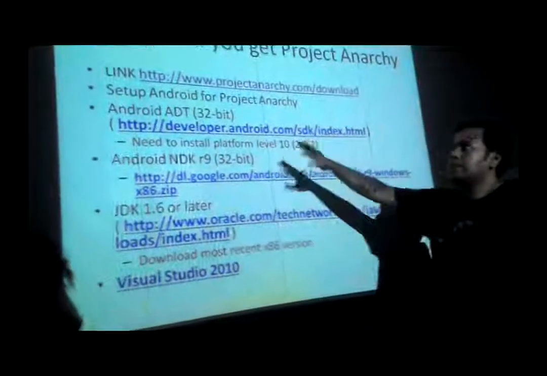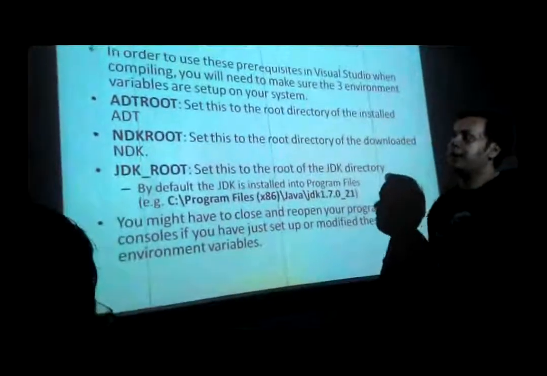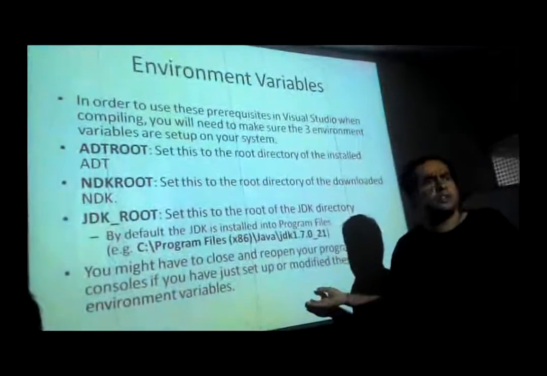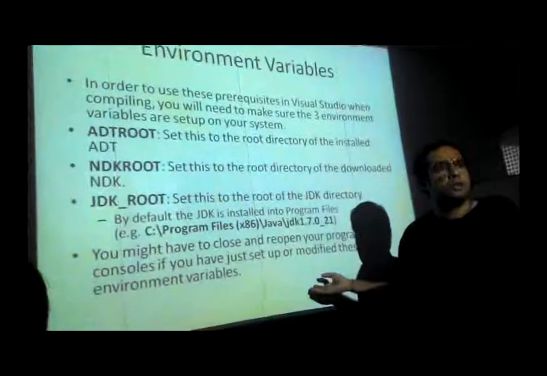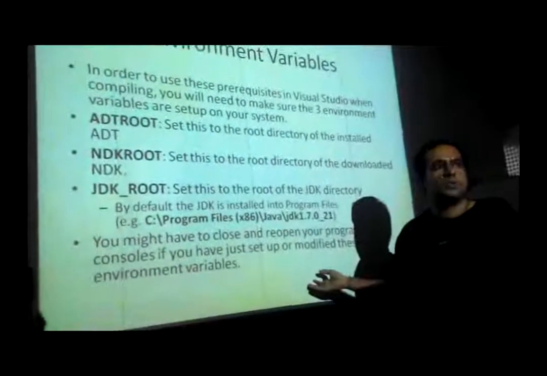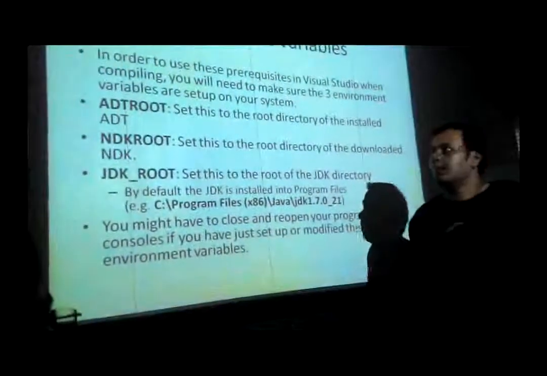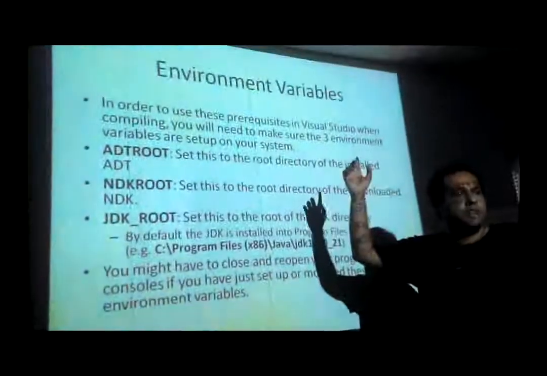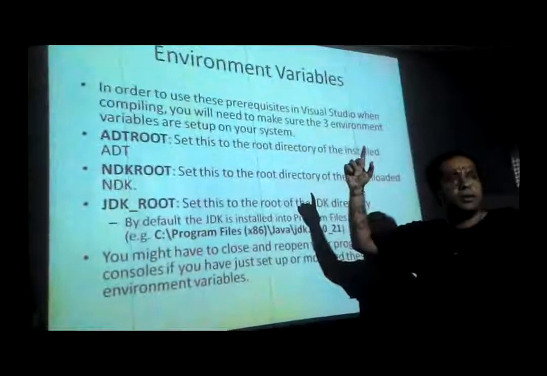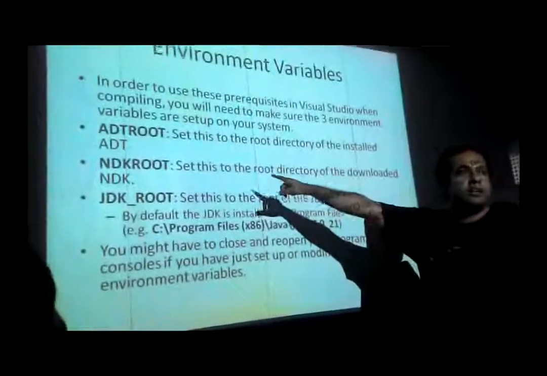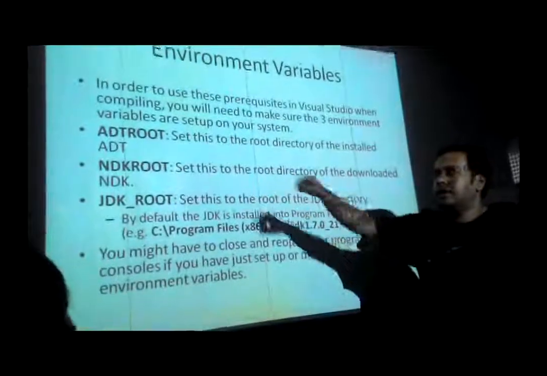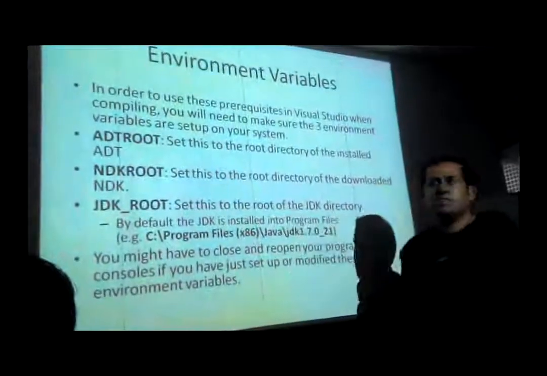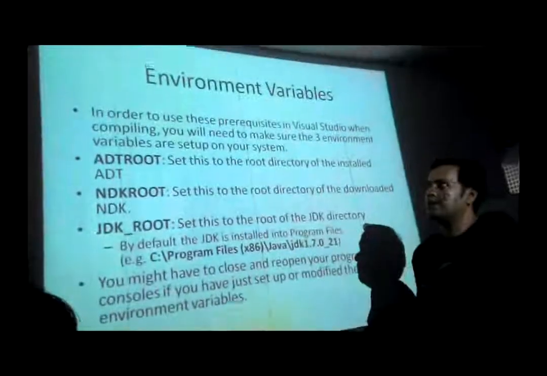So these are the things, like when you are moving, and particularly when you are setting up a computer. Many people have Java installed on a computer, I guess. How many of you? Probably when Java gets installed, you have that environment variable set up at the end. The same thing you need to have for the ADT root and NDK root. JDK root is already there as you have installed the Java version. The minimum version would be 1.6 for that.